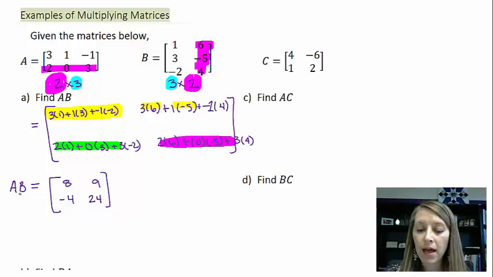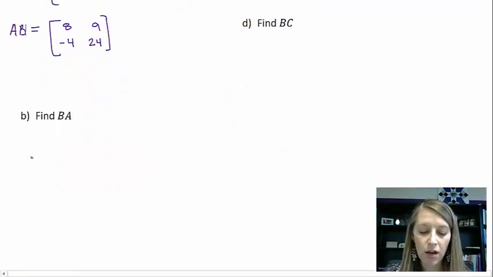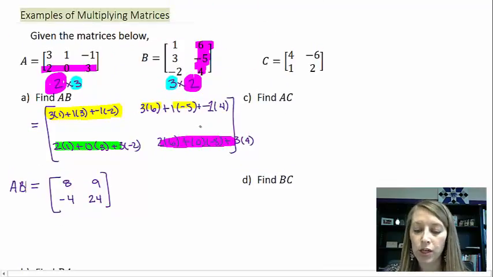Okay, when we come back, I'm going to be working through these other examples that I have listed here. So I need to find B times A. Let's see what happens in that situation. And then also some other examples over here, A times C and B times C. So that's going to be covered in the next video.